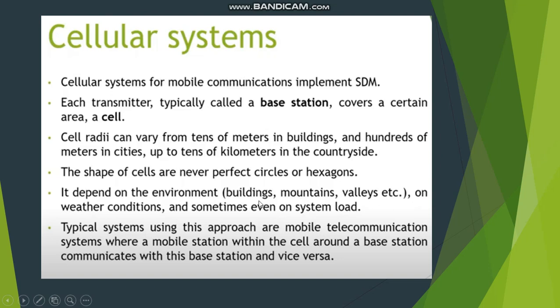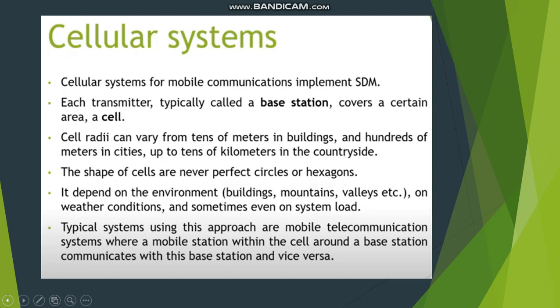It depends on the environment, on weather conditions, and sometimes even on the system's load. Exactly what type of cells to use also depends on other factors, like whether it is a building, whether we are covering mountain valleys as a scenic environment, or what weather conditions are there. So what type of cells will be suited? Because sometimes you have to cover larger areas, sometimes smaller areas. But it is quite obvious that circular cells will not be used much, because they leave gaps in between, which means some areas are left uncovered.